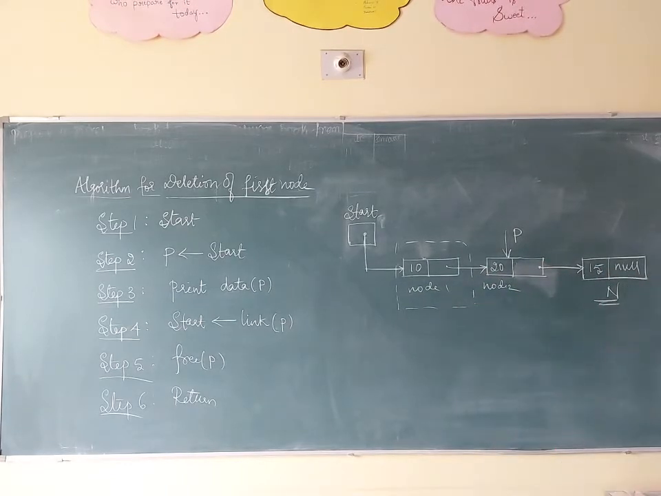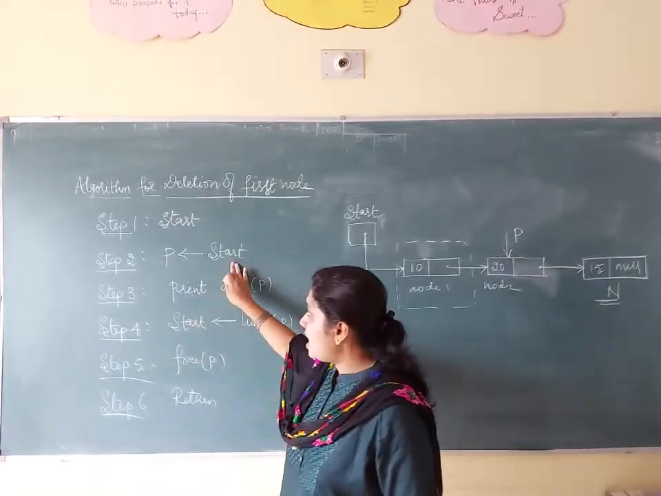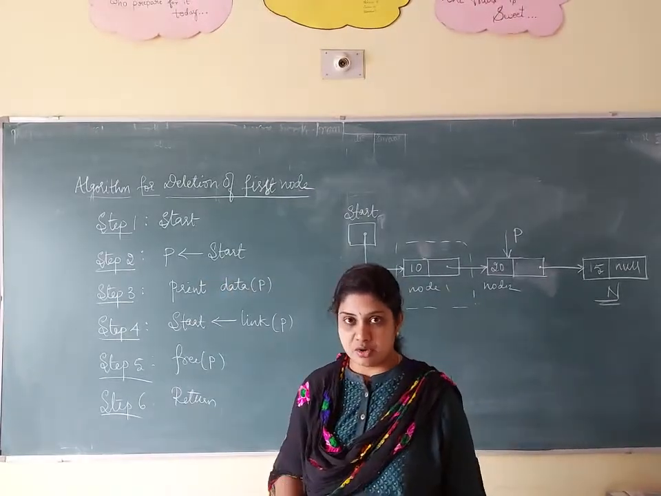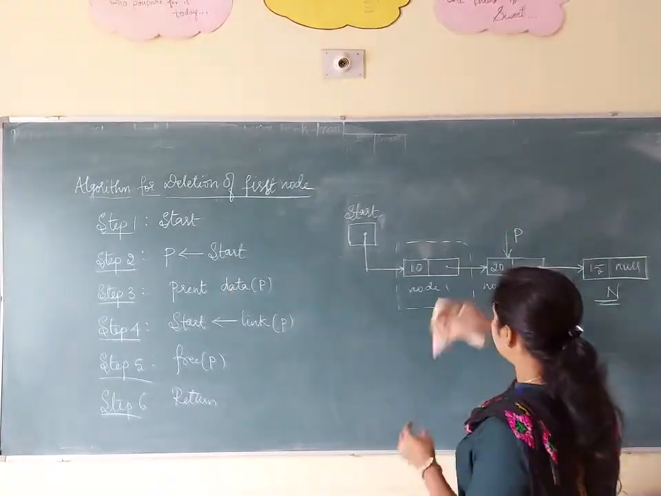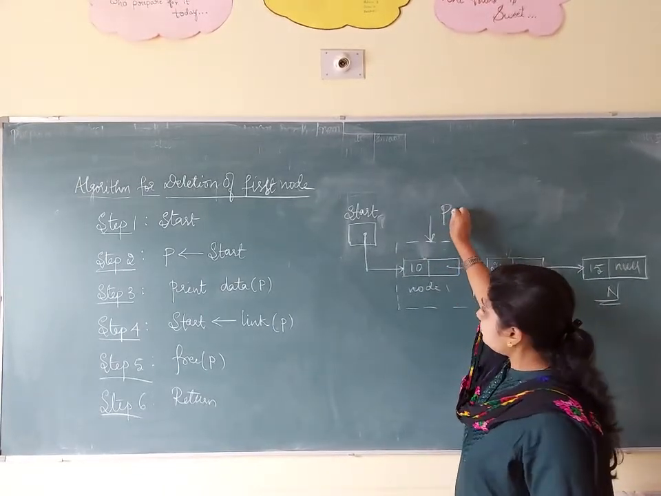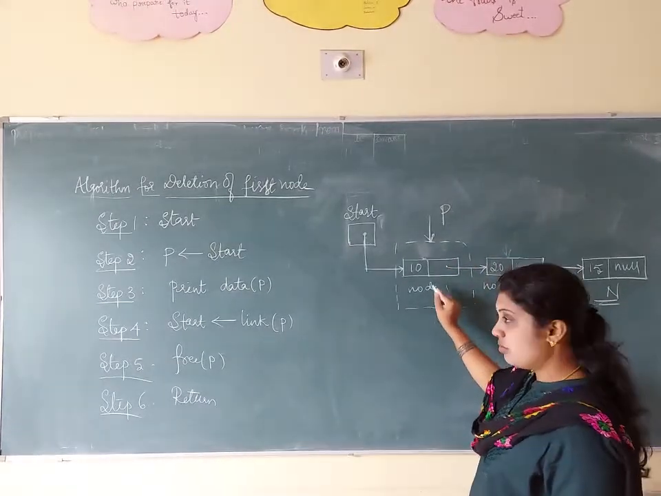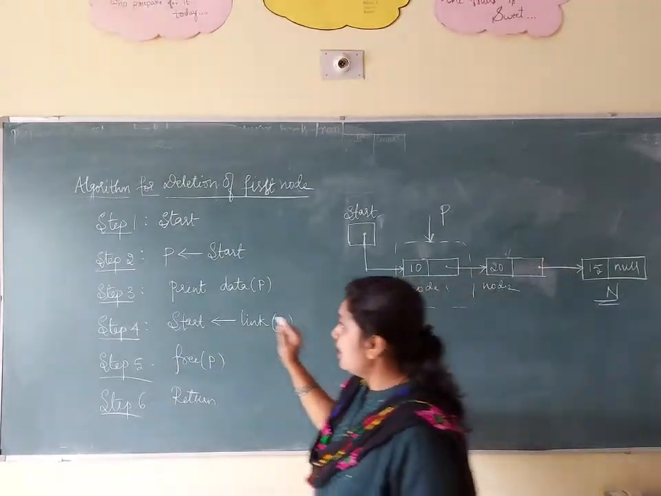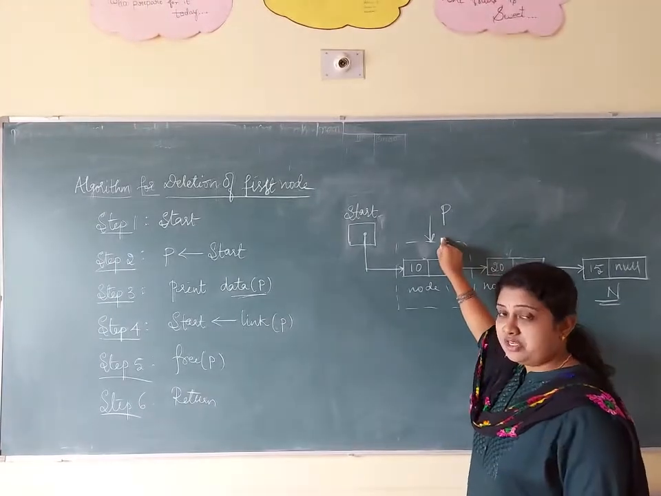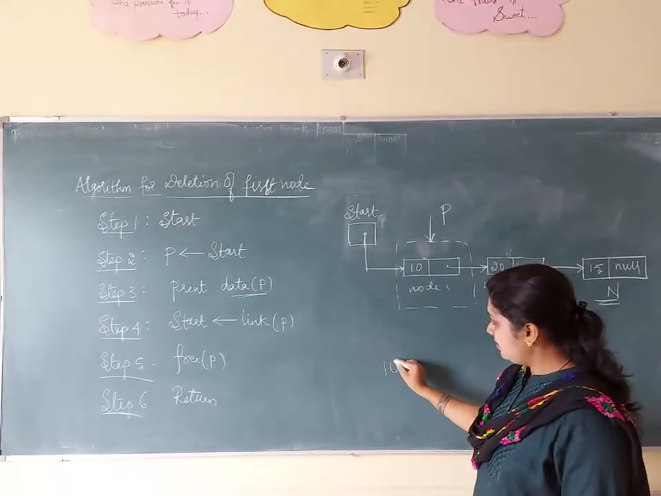Now we'll move on to the algorithm. Step 1 is start, and step 2 is start is pointing to P, in the sense the start contains the address of the first node. Now here the pointer P is pointing to here. So the P pointer contains the address of your first node. Next, print data of P. So in this node, your data is 10. That will be printed.